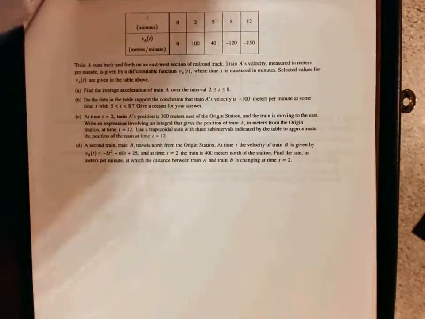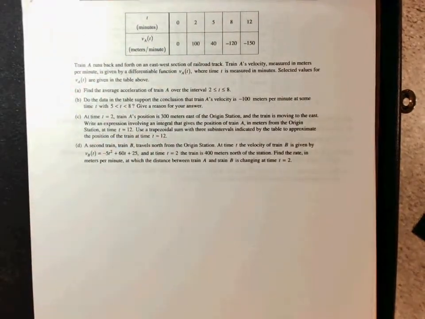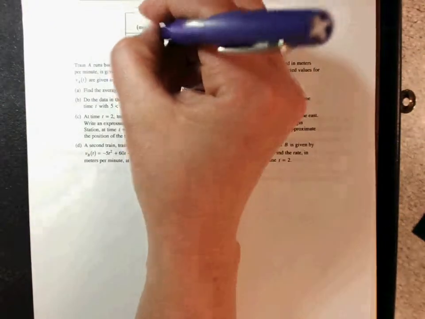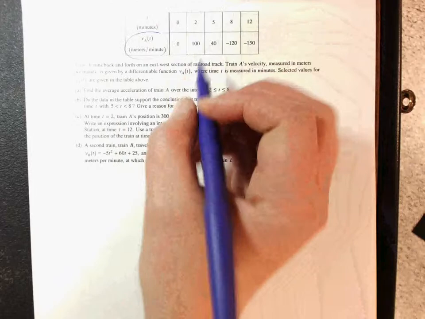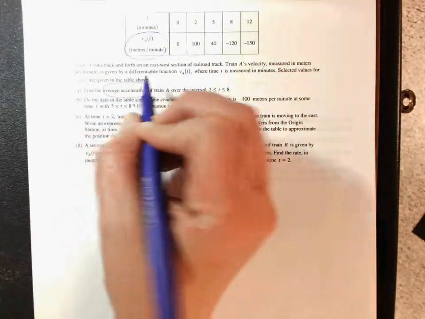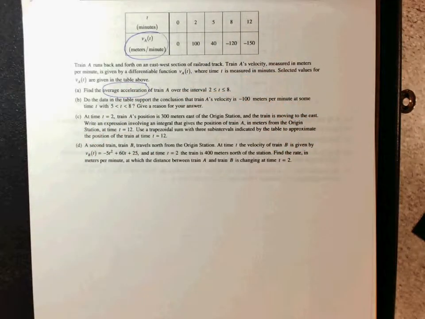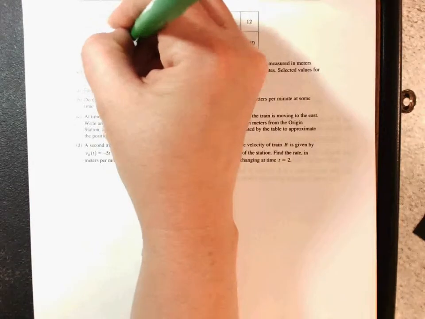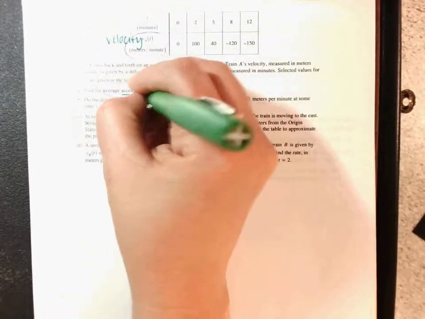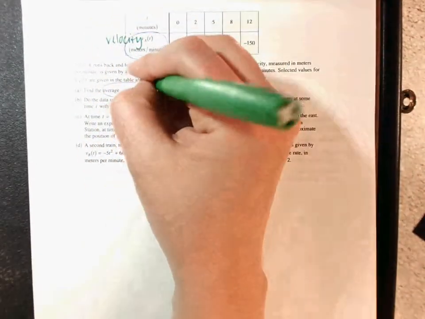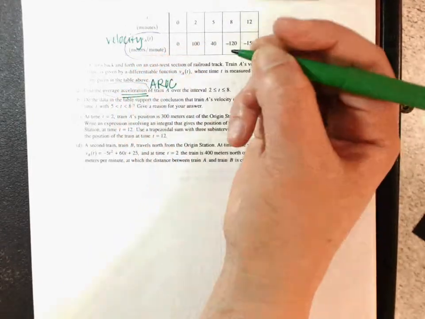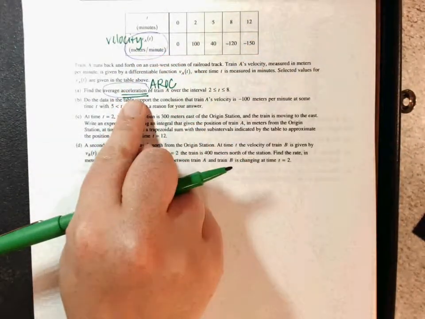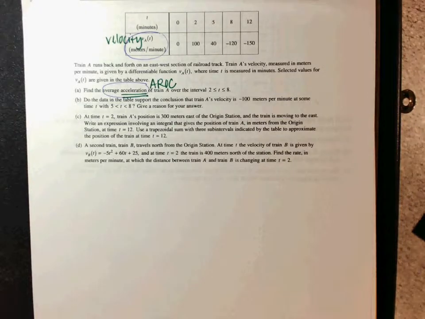So it says, find the average acceleration of the train from 2 to 8. Now, you should notice that if this is velocity, and they're asking you for average acceleration, there are only two averages. It's either the average value or the average slope. So think about if this is velocity, and I want acceleration, that is the slope, I'm doing average rate of change then. If it was velocity and I wanted average velocity, that would be average value.